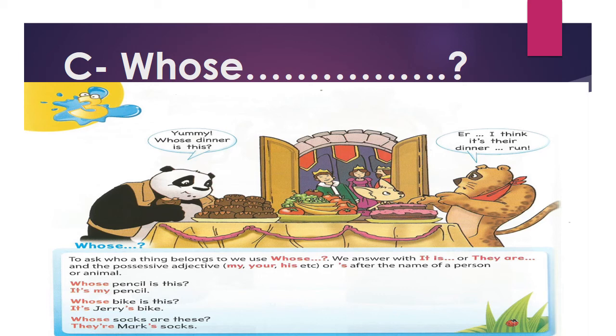For example here, whose pencil is this? It's my pencil. So here I use my, a possessive adjective. Number 2, whose bike is this? It's Jerry's bike. Here I use the possessive, putting apostrophe s after the name. Number 3, whose socks are these? They are Mark's socks. So in this case also we put apostrophe s after the name of a person or a thing.